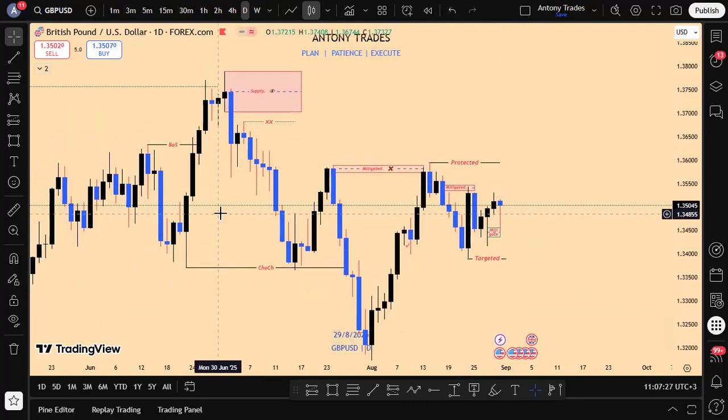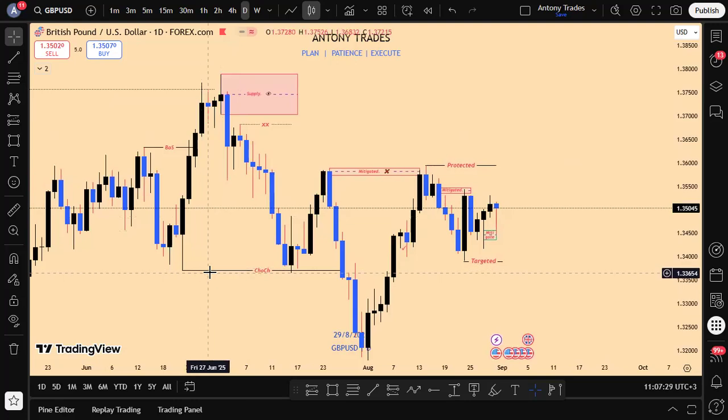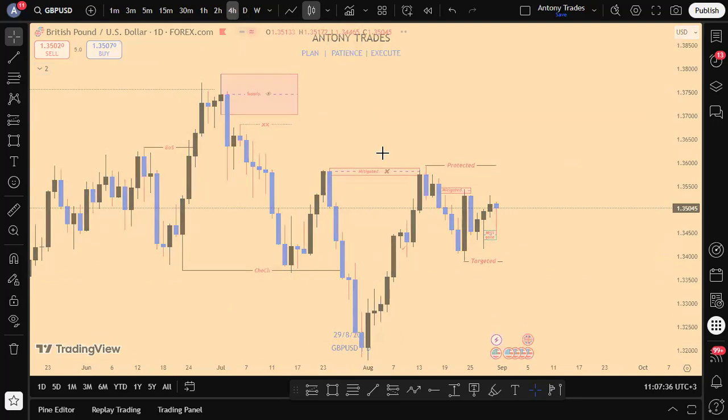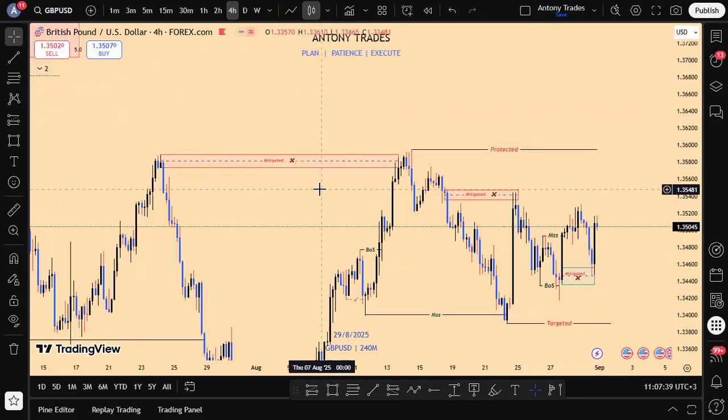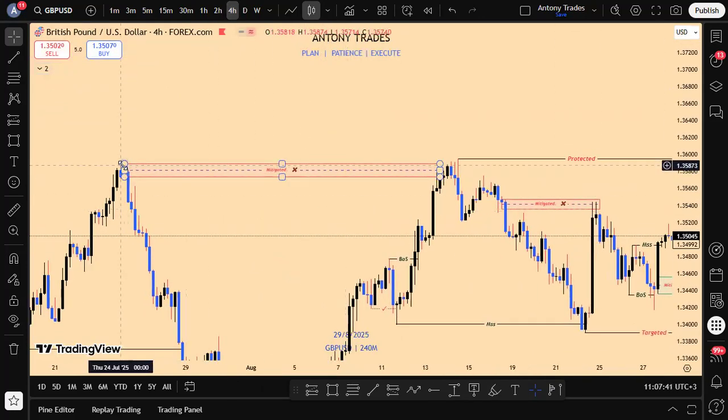So what do we have here? Higher time frame, we are bearish. That is from the daily time frame. Going down to the 4-hour time frame, we want to see what happens after this inducement, after the sweep of this liquidity.